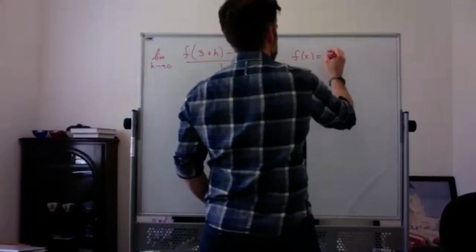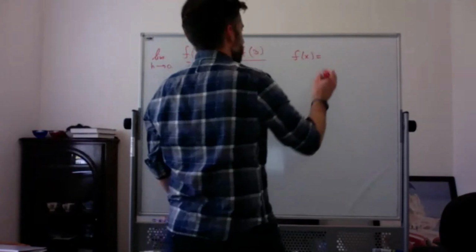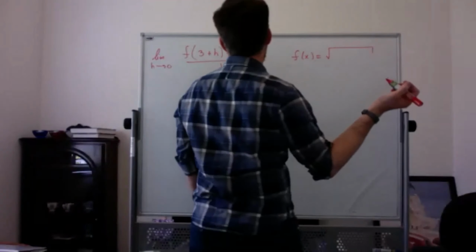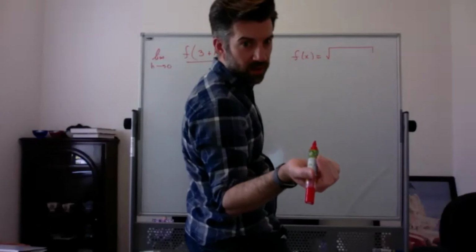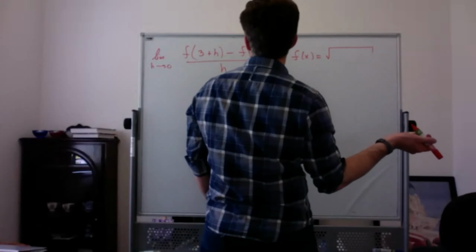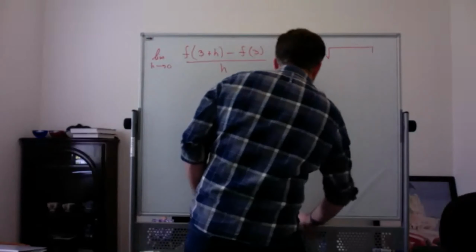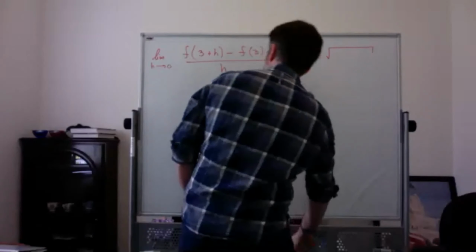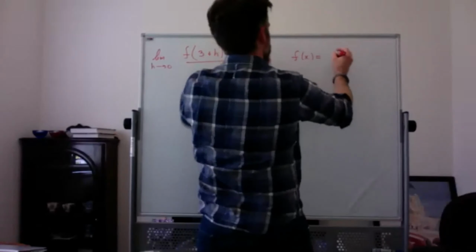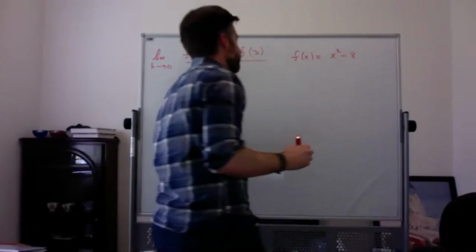Let's say the function is... sorry, I thought I had a good idea of how this was going to go, and then I didn't. Sorry, I got too caught up here. Let's make it easier. Let's say it's x squared minus 8.